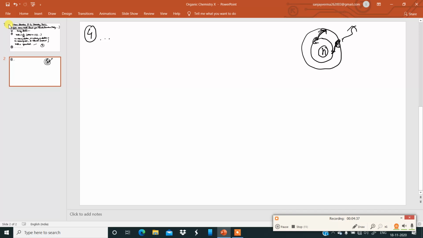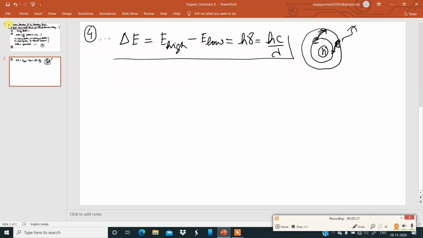The emission or absorption of energy in the form of radiation can take place only when an electron jumps from one stationary orbit to another. So here under postulate number 4, remember delta E, energy absorbed or evolved, delta E is equal to E higher energy level minus E lower energy level, and this is equal to h nu, that is equal to hc by lambda. So this is a very important formula to note down over here.